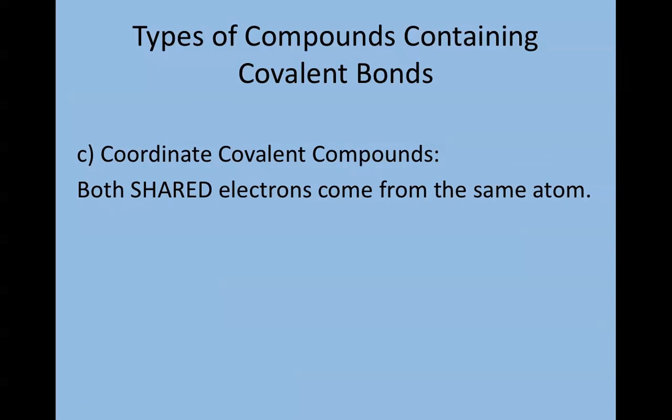Another type is a coordinate covalent compound. This is formed when both of the shared electrons come from the same atom. Usually each atom is sharing at least one of their electrons in a bond. Here, they're both coming from the same one. So we start with a hydrogen ion, which contains 0 electrons.